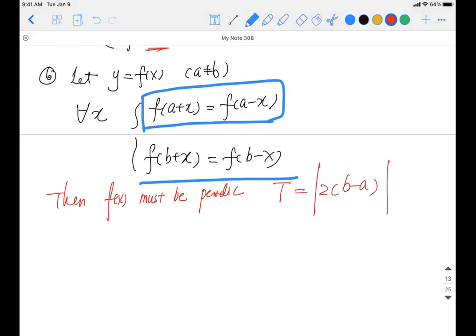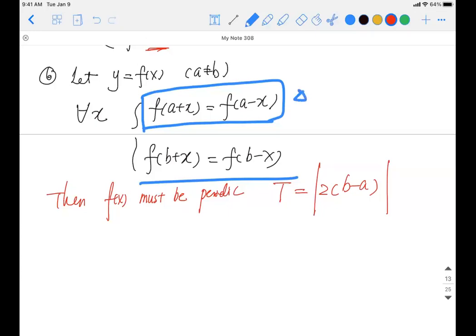Somebody says 2a is a period. No, I don't think so. f(a+x) equals f(a-x) does not necessarily mean 2a is a period. If f(x) equals f(x+2a), that would mean 2a is a period, but you won't be able to say that here. What else? Nice try though, right? What else? What does it mean?